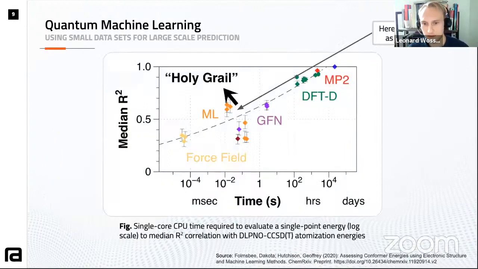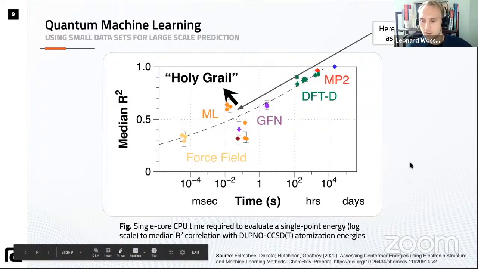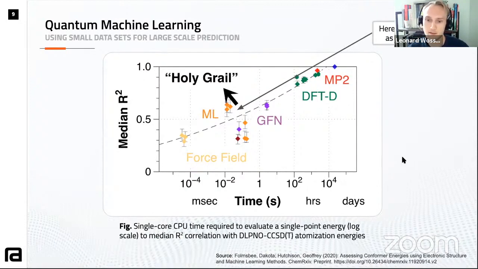So just as a simple example here, I took this from the paper at the bottom, where they're assessing conformer energies. You see that the computational times of the machine learned force fields, ML, with the orange dots, are comparatively much lower, orders of magnitude lower than DFT-D in this case. At the same time, compared to the yellow dots here, the traditional force fields, they are much more accurate. And this is just one example.